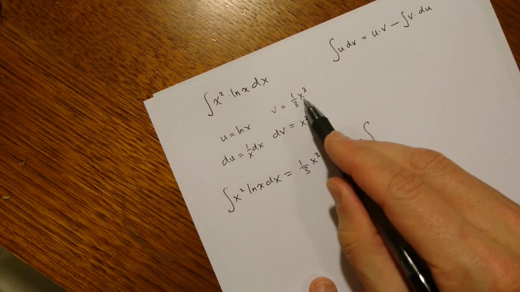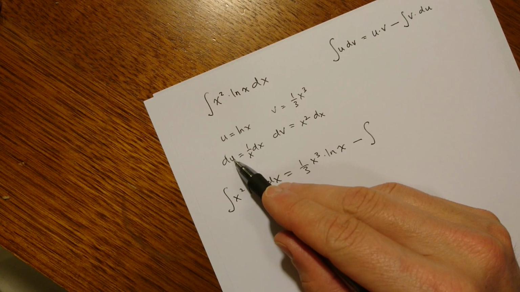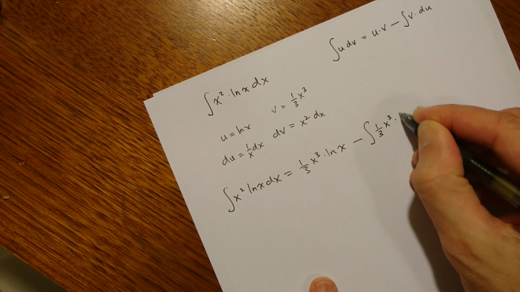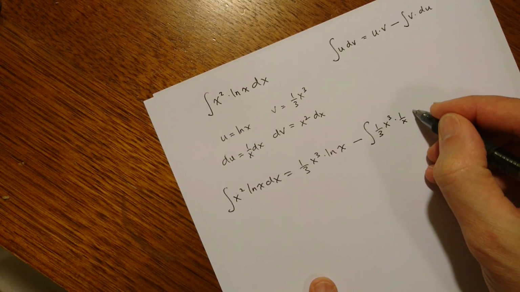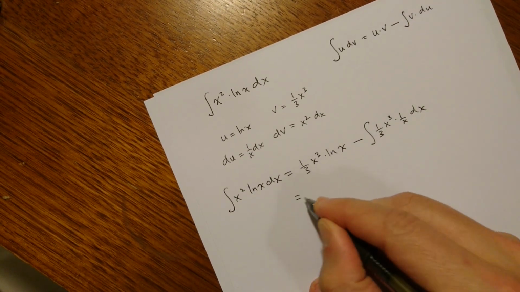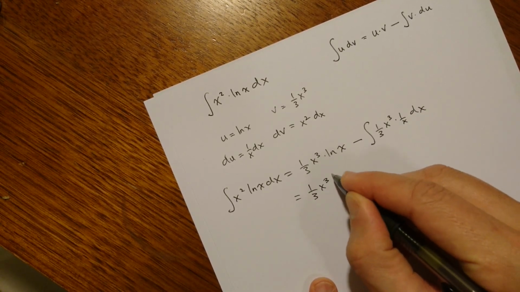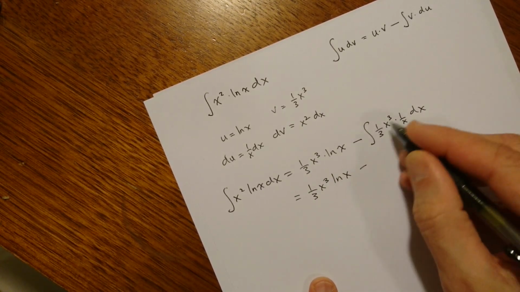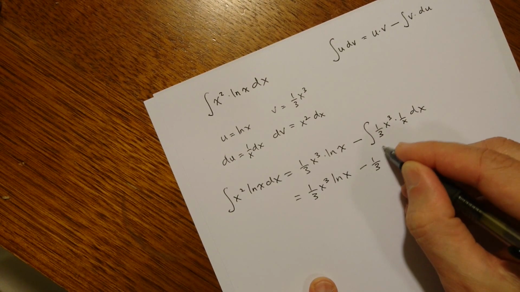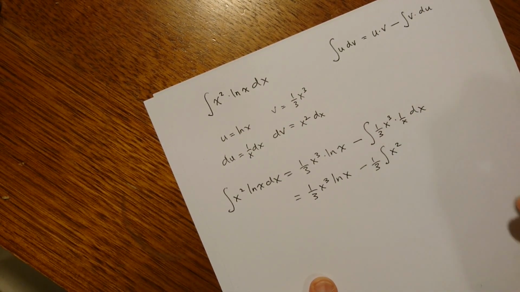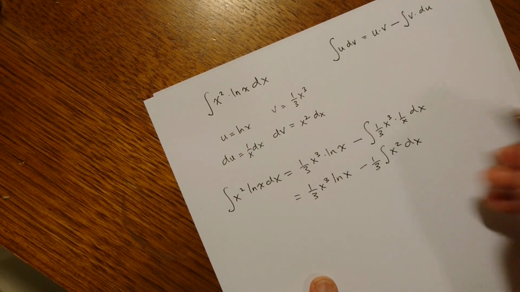So v is still 1/3 x cubed. Our du is 1 over x. So we'll end up with a 1/3 x cubed times 1 over x dx. This is going to give me 1/3 x cubed natural log of x. Let's simplify this a little bit. I'll pull the constant out front. X cubed times 1 over x leaves me with an x squared dx.